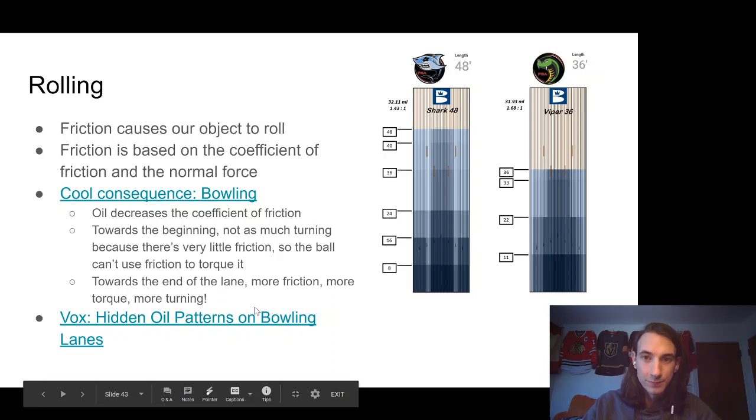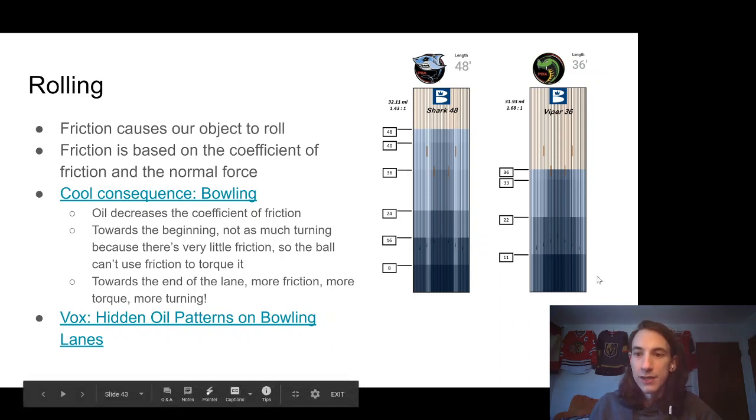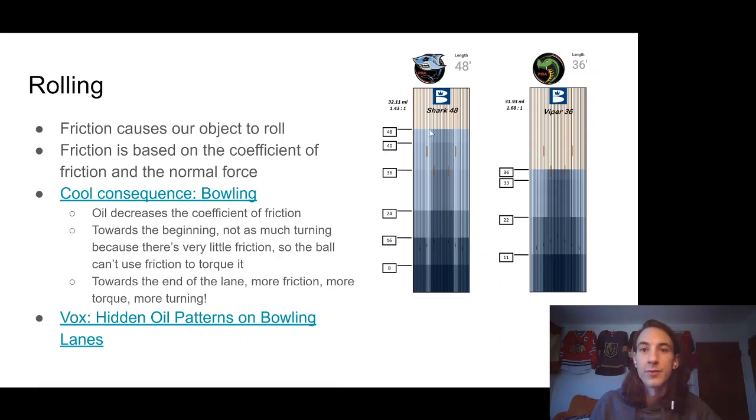But apparently all bowling lanes, or with the Professional Bowling Association, there's different patterns that you have to learn and get used to when you're bowling, because these oil patterns are going to change up how much your ball can roll, which will change up how much spin you can put on it. So these dark parts over here are spots where we have a lot of oil, and the lighter parts, or the parts that don't have any blue on them, are parts where we have no oil. So oil, we know, is going to be very slippery, and it'll decrease the coefficient of friction.